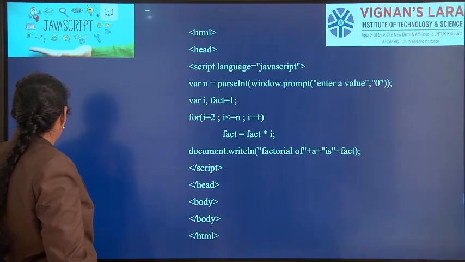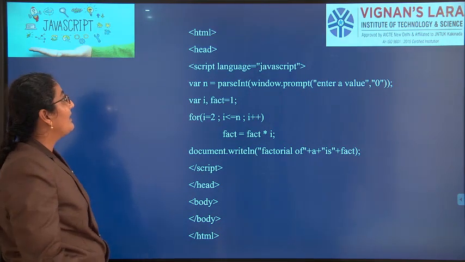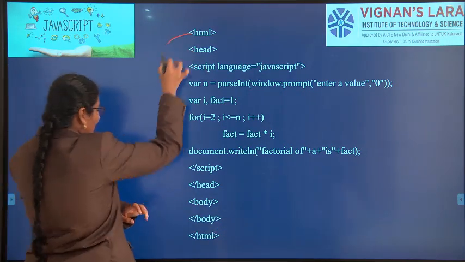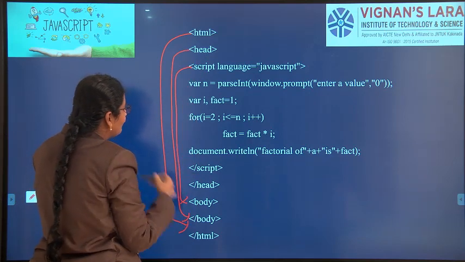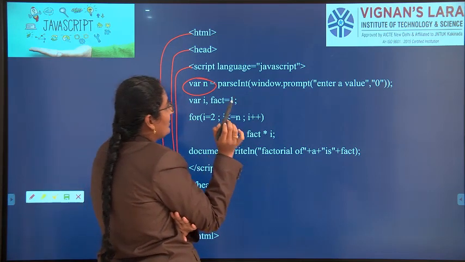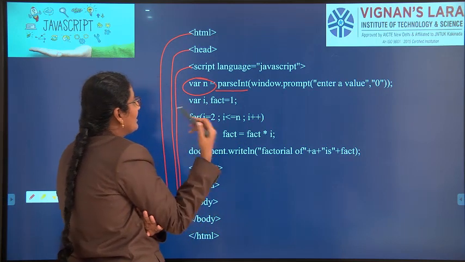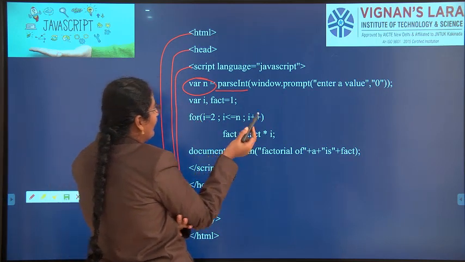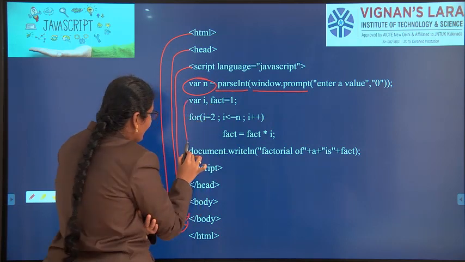So see, this is the factorial. For finding the factorial, I have written a program in HTML. The closing and opening of tags, everything you know. The variable n you have taken. N is not a string, you want to convert it into an integer, that's why you are using parseInt. Since you want to give the input value for n, you have used window.prompt. Now this code you already know.